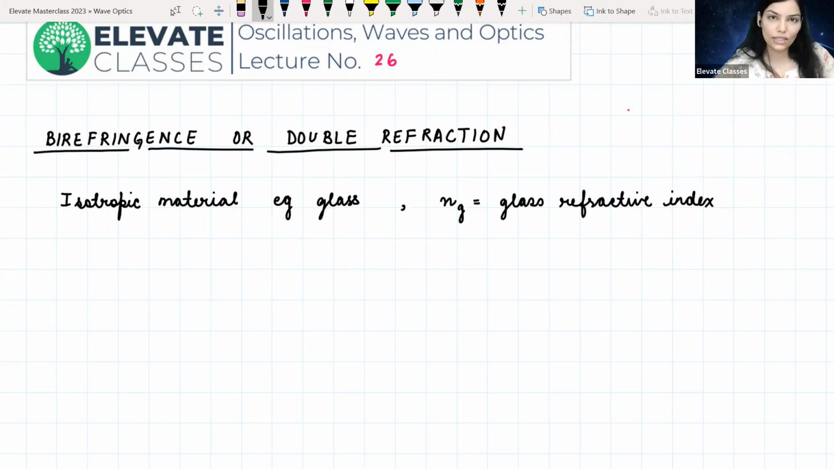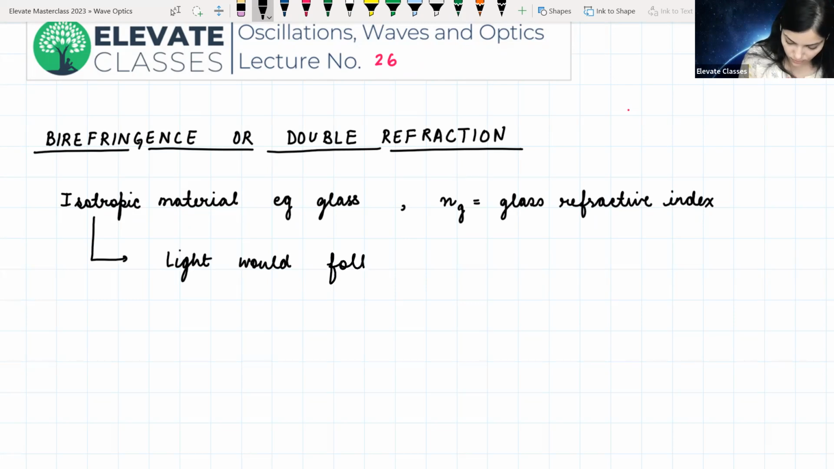So glass ka kuch refractive index hoga. So irrespective of at what angle the light is incident on the glass, when it propagates through the glass, it will always experience a refractive index equal to Ng, or the glass refractive index. So for these kinds of materials, we define Snell's law. So Snell's law is applicable for an isotropic material. So these materials में क्या होगा, that light would follow Snell's law.